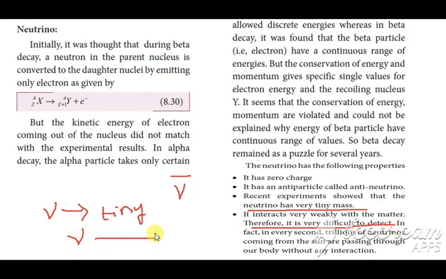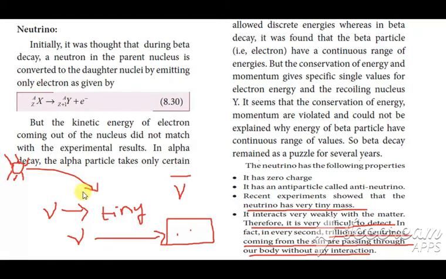So whichever particles it interacts with, it just interacts in a very weak manner. So detecting it becomes very difficult. In fact, every second trillions of neutrinos coming from the sun are passing through our body without any interaction. So do we feel it? No. Okay, so that is all the properties of neutrino.